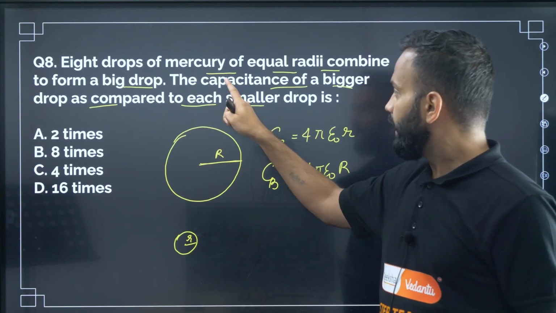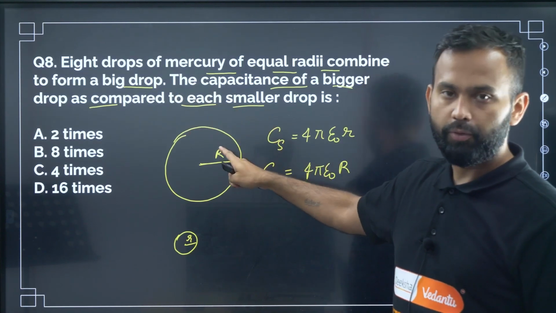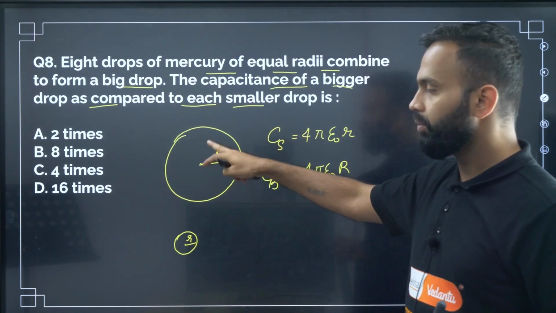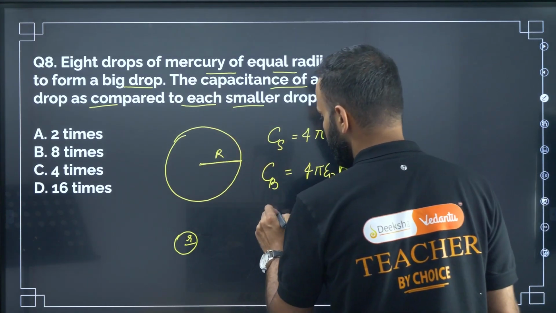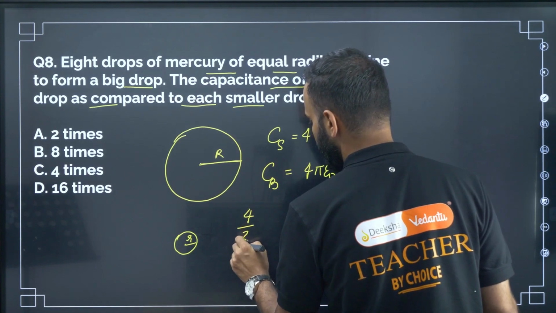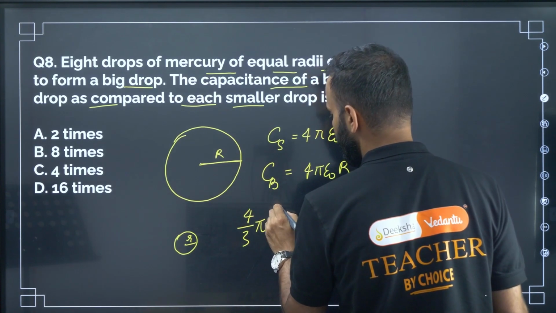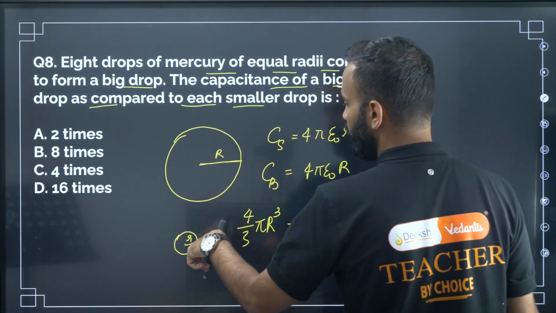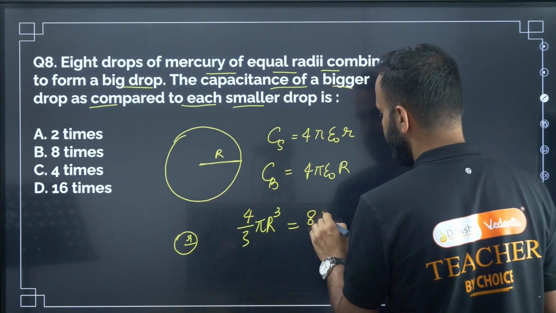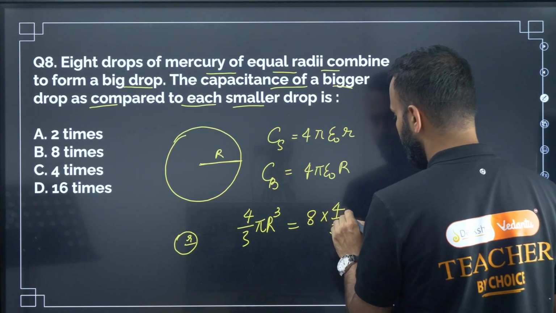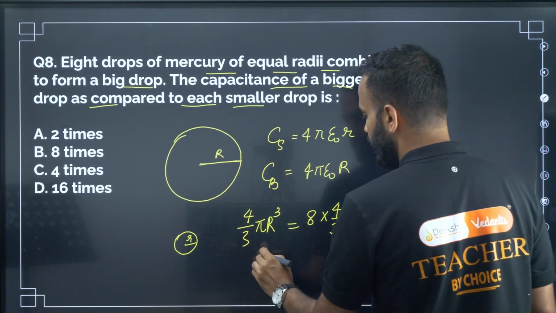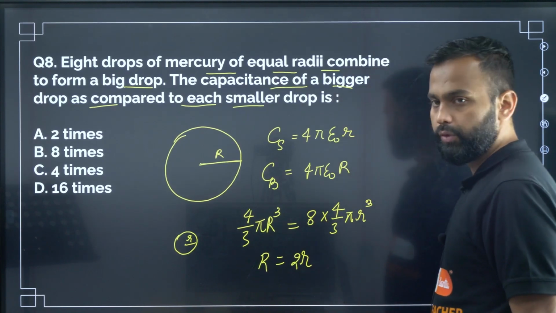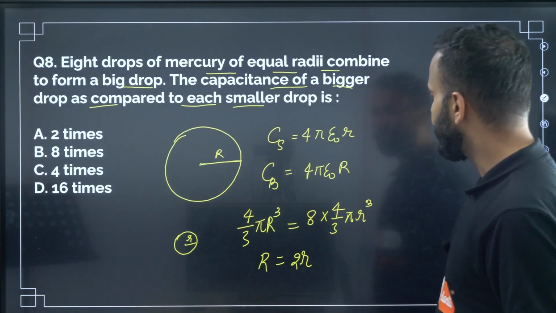The volume of the 8 drops is equal to the volume of the bigger drop, because all the 8 drops coalesce to form the bigger drop. So volume of the bigger drop, 4 by 3 pi R cube, is equal to volume of the 8 drops, 8 into 4 by 3 pi small r cube. Solve this, you will get capital R equal to 2r.